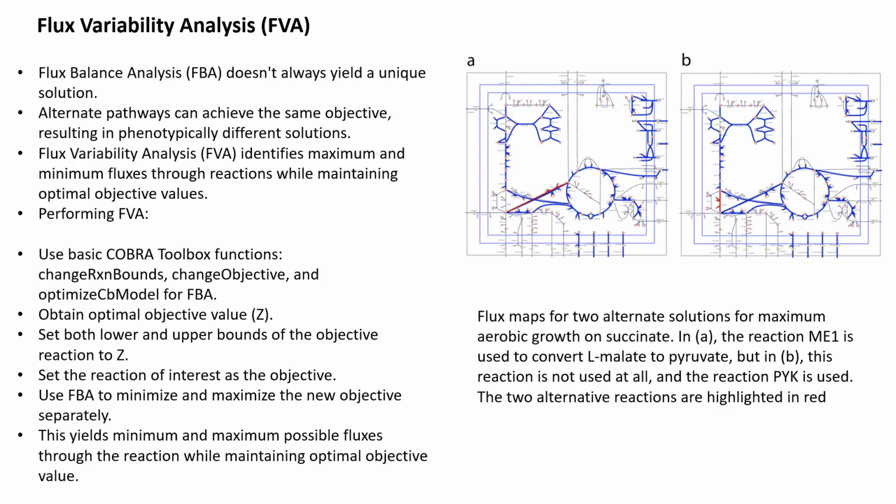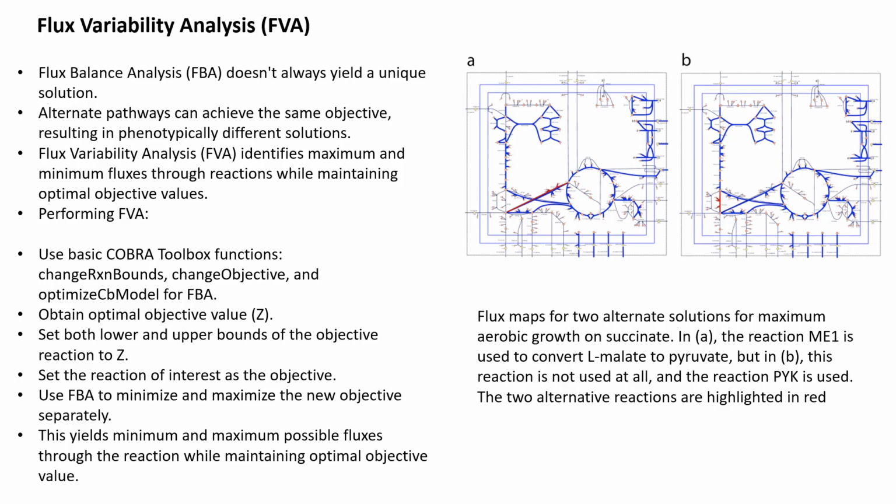So there is this Cobra toolbox. I hope you have seen the videos for it in the course, but I'll not go into the detail of the Cobra toolbox. I'm just giving an example of how, in the real world, this flux variability analysis is done. So you have two flux maps for two alternate solutions. I'll come to the solutions later. This is how your solutions look in general. I'm just giving you an overview. These are two flux maps for two alternate solutions for maximum aerobic growth on succinate.